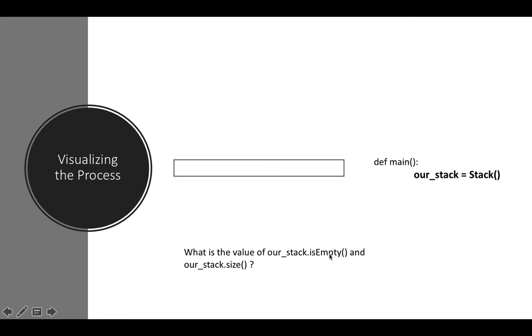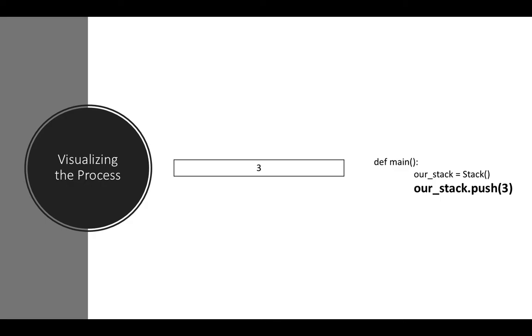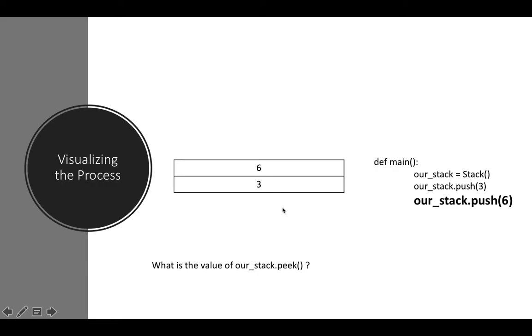In the first case, is empty will return true since there's nothing really in the stack. In our second case, what's the size of it? It's 0 because, as I said again, there's nothing really in the stack. So say, for example, we use push to add something to it. Now we can see that there's something in our stack data structure, and this is 3 right here. Let's say, for example, we pushed again, and we can see that 3 is now at the bottom of the stack, and 6 is at the top of the stack.